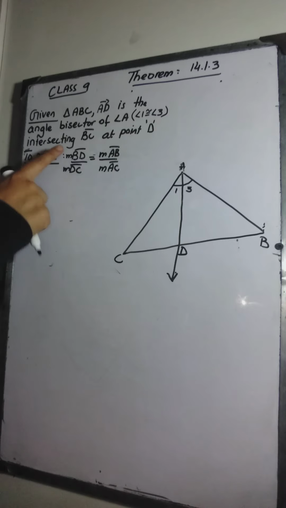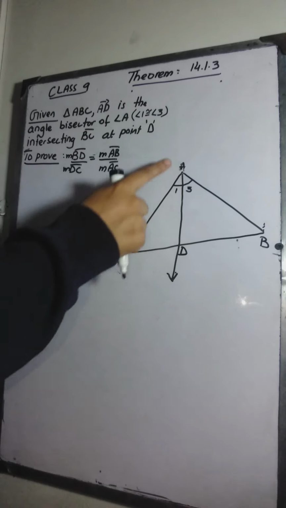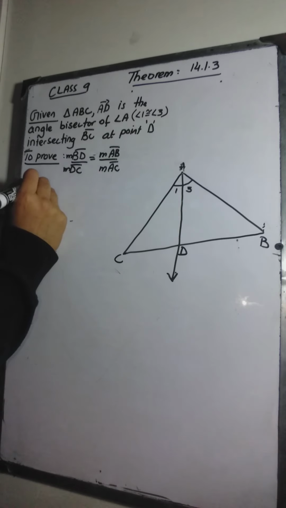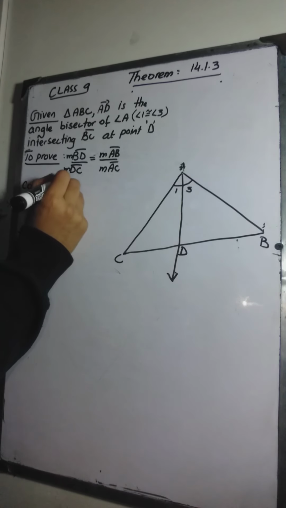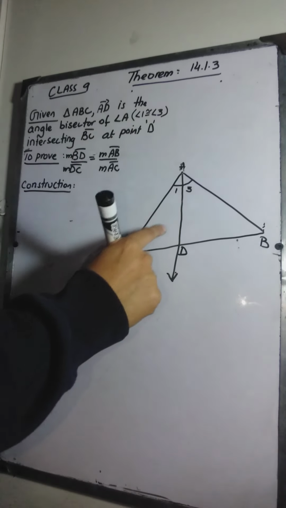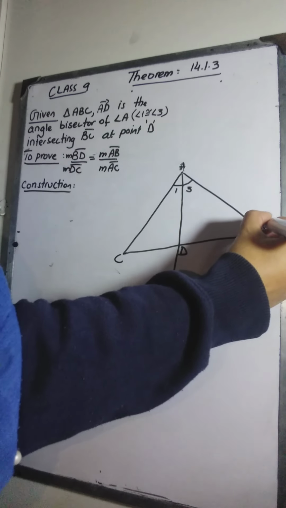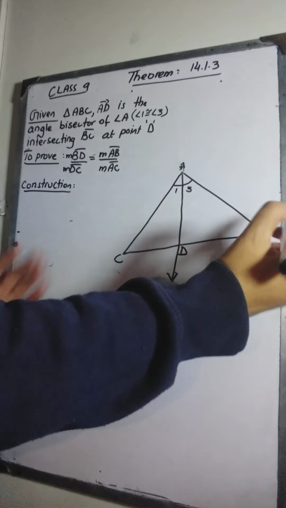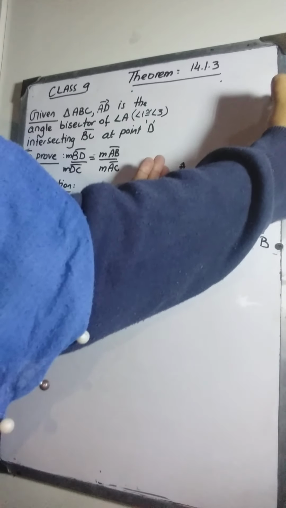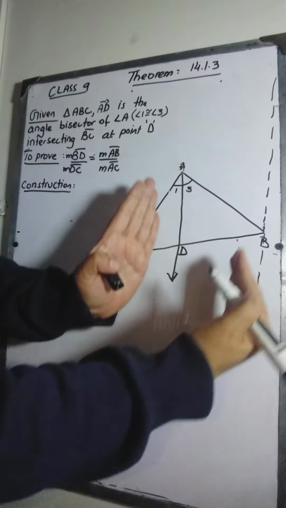Now we need to prove that BD over DC, the ratio between these two segments, is the same as the ratio between the sides AB and AC. Now we are going to do some construction so that we are able to prove our theorem. The construction is that we are going to draw a line parallel to AD which will pass through B. Draw a line which is parallel to this line AD. This is the line. We will draw a line which is parallel to this line AD.